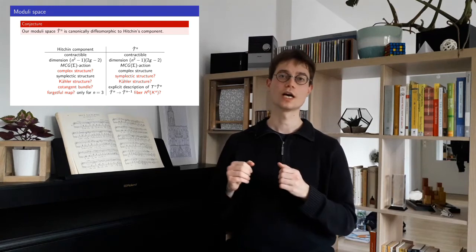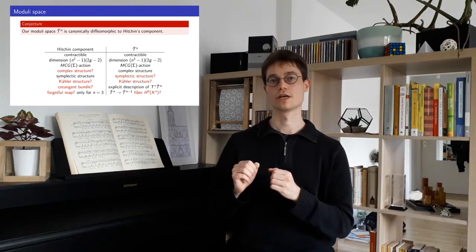Let me explain to you how we want to tackle this conjecture, how to go from the moduli space of higher complex structures to the Hitchin component. So we know that the Hitchin component is a part of the character variety, which can also be seen as the space of flat connections. So what we need is to associate to a higher complex structure a flat connection.